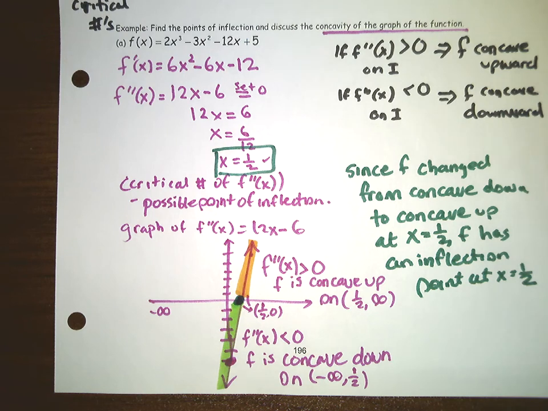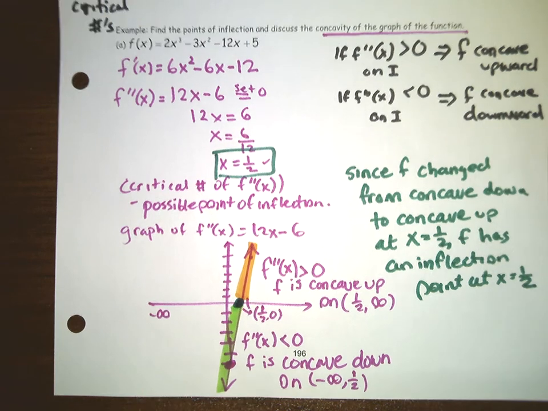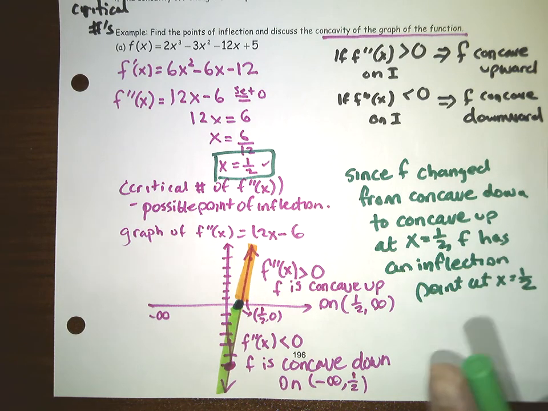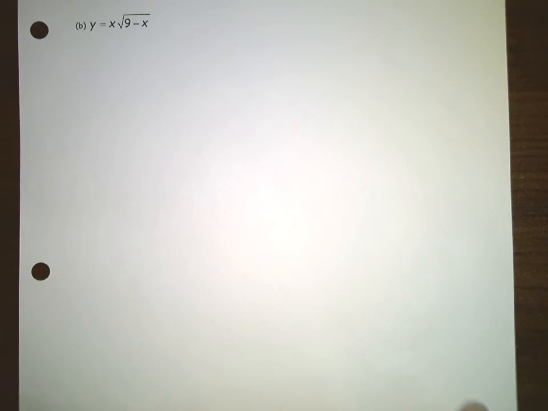So now let's go to the next example. If you need me to keep this up here longer, any questions again, please just ask. All right, so y is equal to x times the square root of 9 minus x.